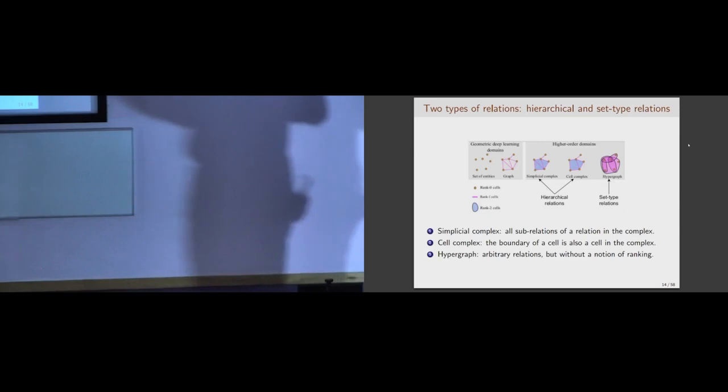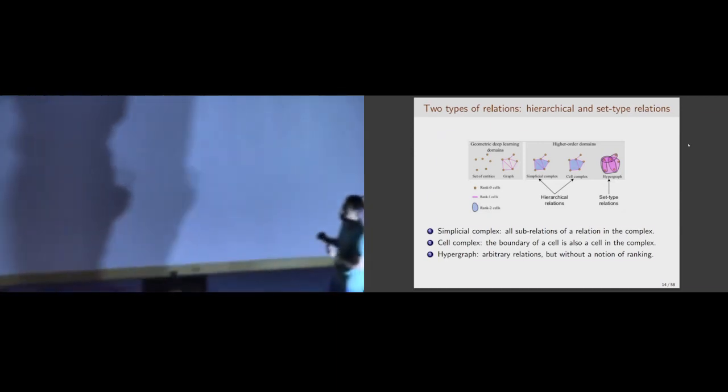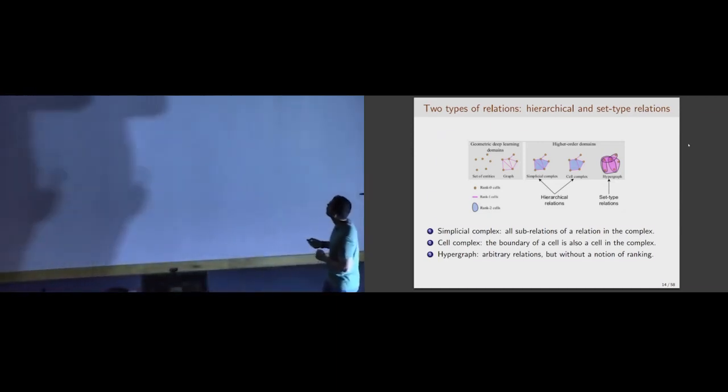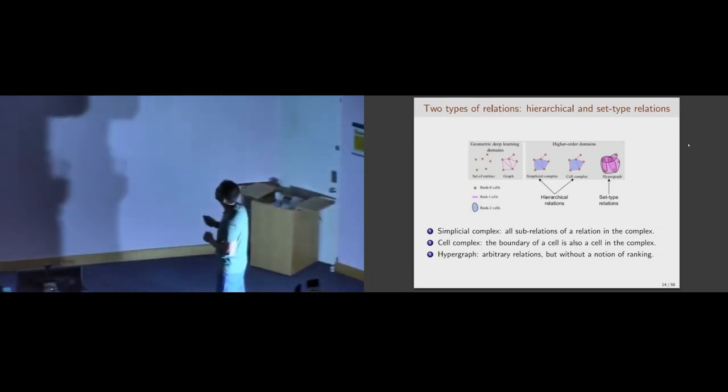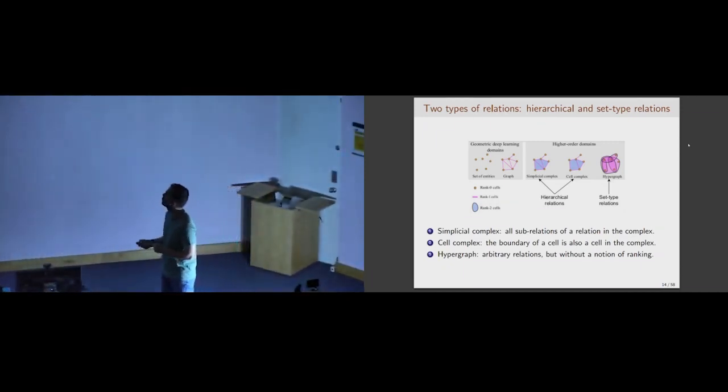As for cell complexes, they also impose a similar complexity issue in terms of size, because the boundary of each cell in a cell complex must also be in the complex.